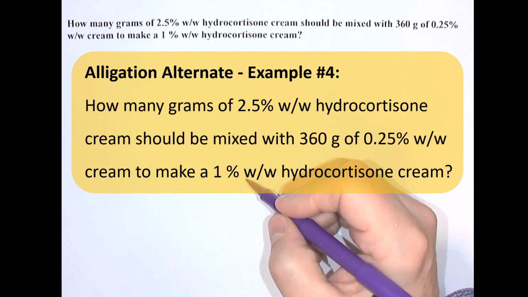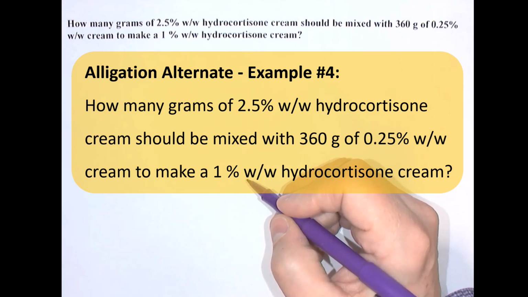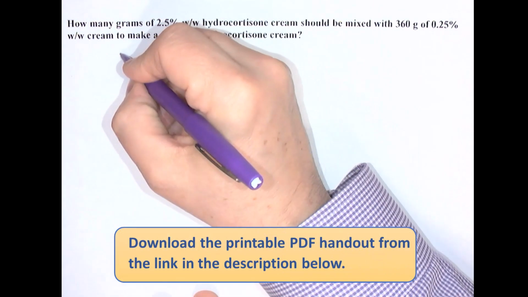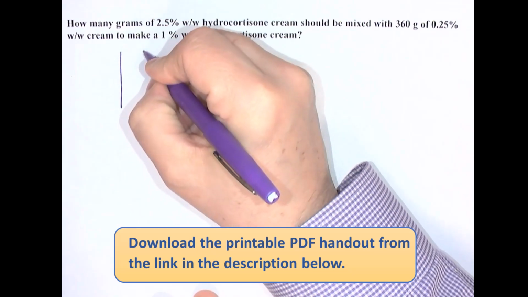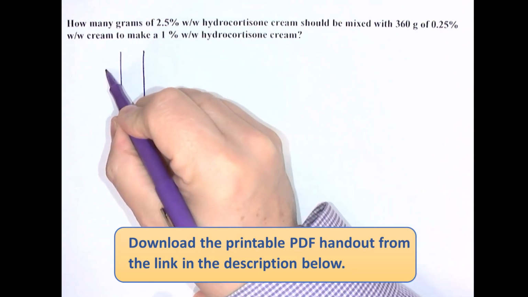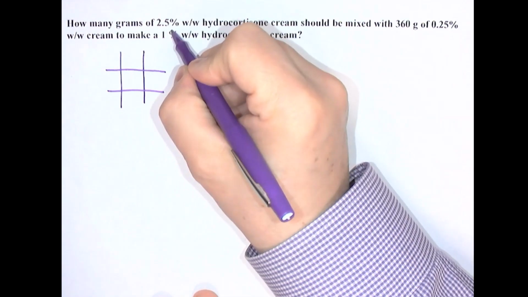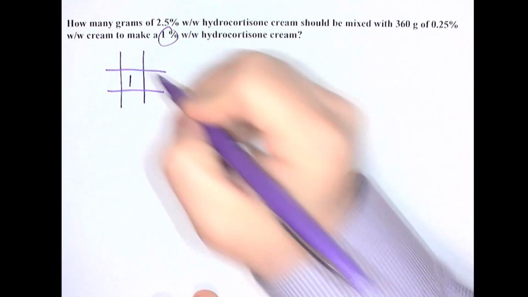The problem says: how many grams of 2.5% weight-to-weight hydrocortisone cream should be mixed with 360 grams of 0.25% weight-to-weight cream to make a 1% weight-to-weight hydrocortisone cream? Okay, similar to our other alligation alternate examples, we can set up our grid here to help us work out this problem. And it says that we're to make a 1% cream, so that's our target concentration.